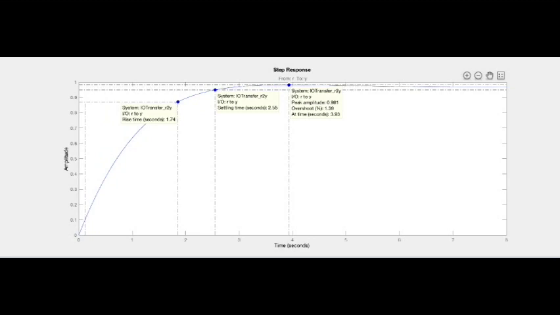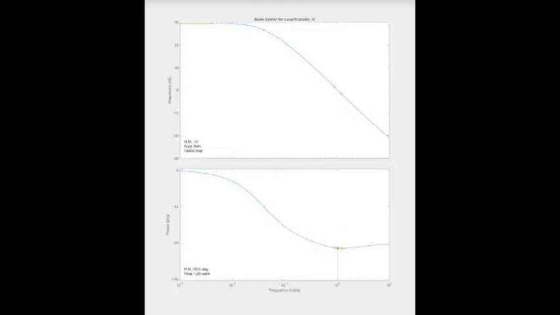With MATLAB's SisoTool, we determined the specifications of our closed-loop system. With all of our additions to the system, we determined our system had a rise time of 1.74 seconds, a settling time of 2.55 seconds, and a percent overshoot of 1.39%. These specs all meet the goals we had set forth earlier in the design process. The SisoTool also generated a Bode plot that we used for further analysis on our system.